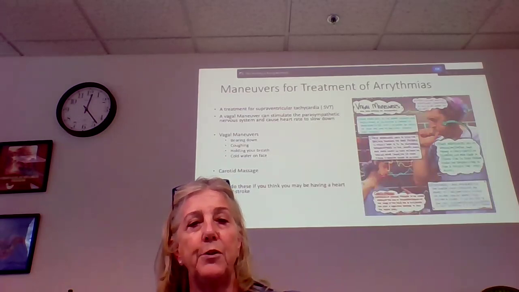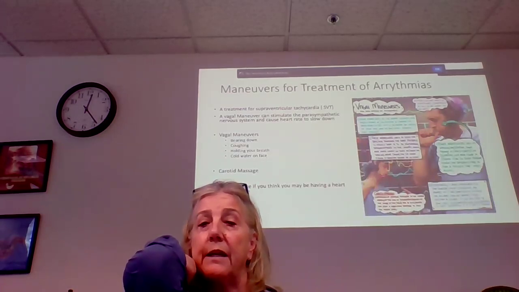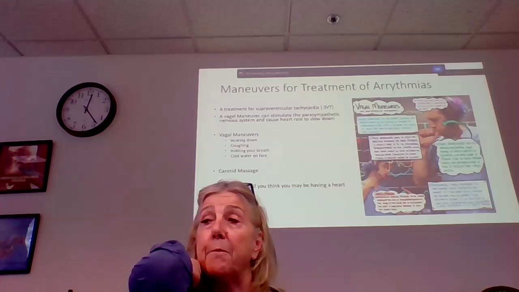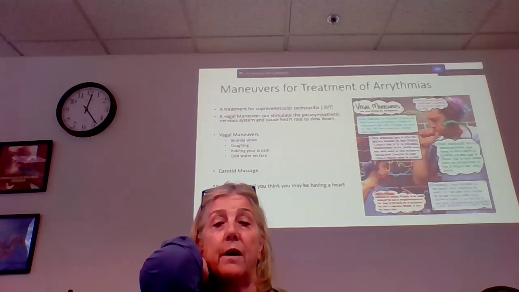There are also maneuvers specifically for supraventricular tachycardia. These are called vagal maneuvers, which stimulate the parasympathetic nervous system, the part of the nervous system that can slow down the heart rate.